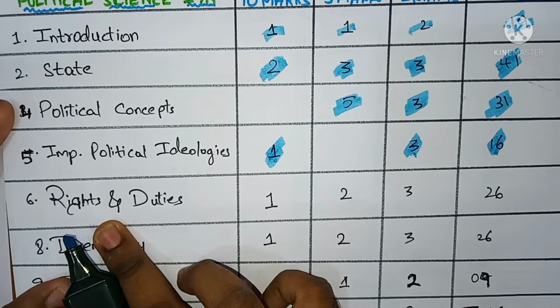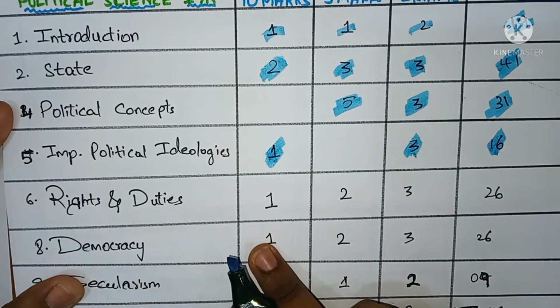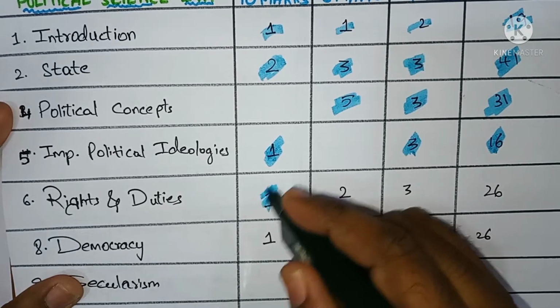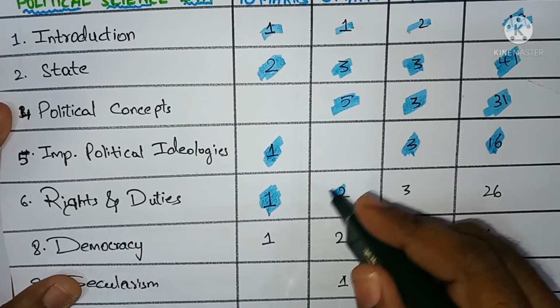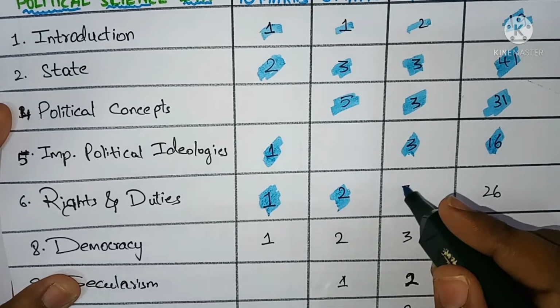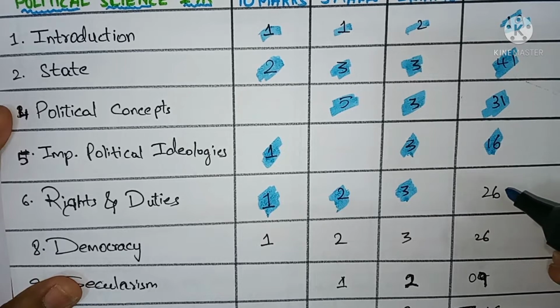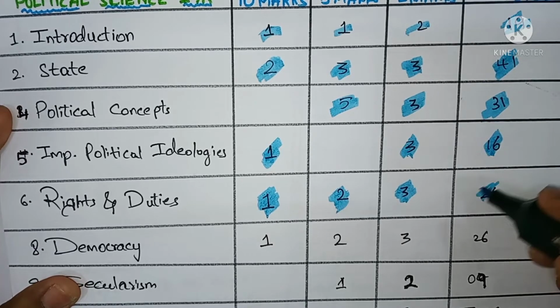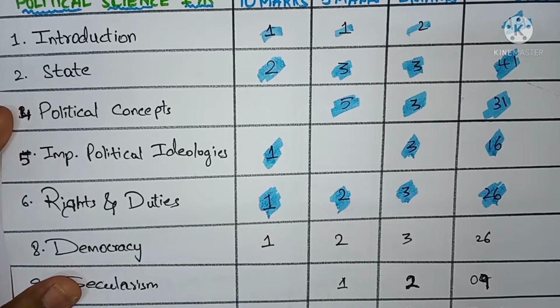Then the next chapter is Rights and Duties. The first question will be a 10 marks question from Rights and Duties. There will be two 5 marks questions from this chapter, and also three very short answers from this chapter. So the total marks awarded from this chapter will be 26 marks. 26 marks from the 6th chapter, Rights and Duties.